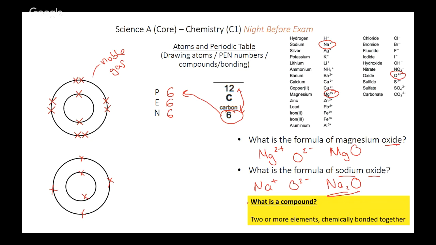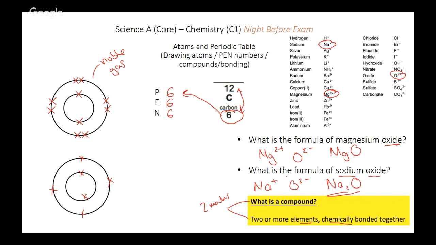I've put this definition here in yellow. What is a compound? Because this is a common question for 2 marks. You must have that there are 2 or more elements, and importantly for a compound, that they are chemically bonded together.